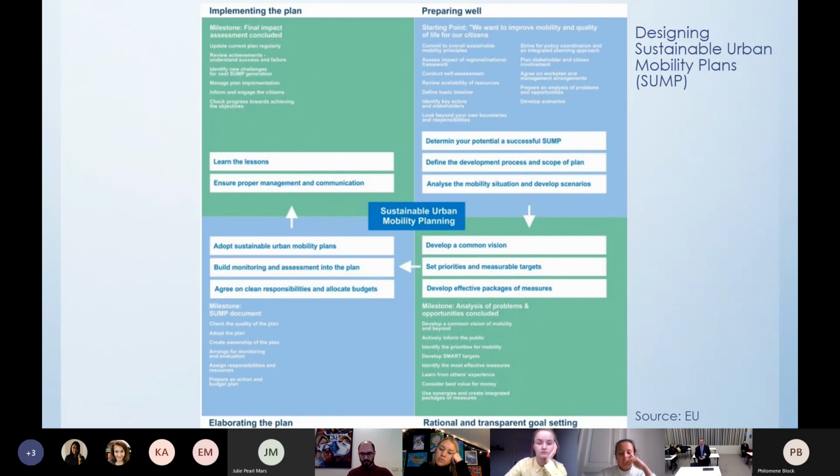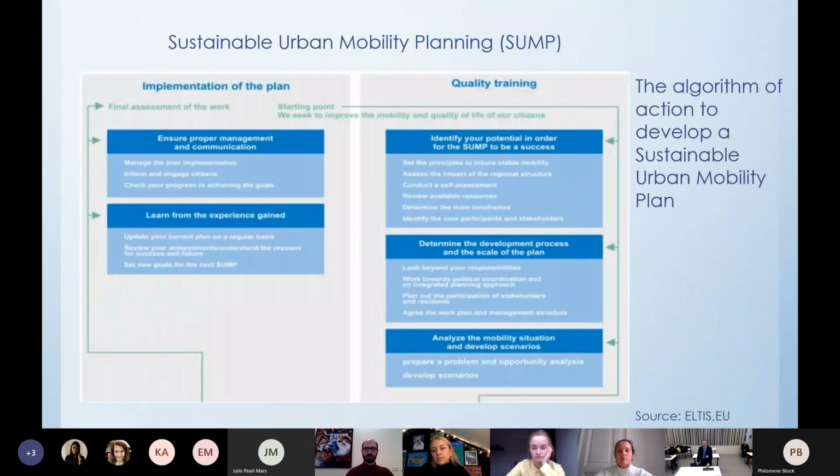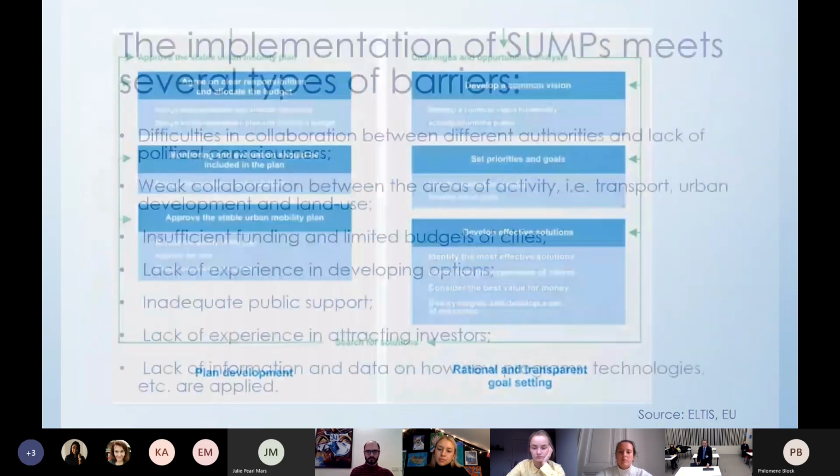Develop effective packages of measures, and then the next stage: build monitoring and assessment into the plan, agree on clear responsibilities and allocate budget. That is very important because you would like to adopt sustainable urban mobility plans, you would like to enforce them, but then at the final stage, implementing the plan, you have to learn the lessons, you have to follow, you have to analyze, you have to monitor the enforcement of your plans. Otherwise, you are not finding out what the mistake was. Again, stakeholder discussion is going on all the time. You cannot lose on that at all. So for that, we have to ensure a proper management and communication plan. So this, in more detail, is the same process that I was describing to you.